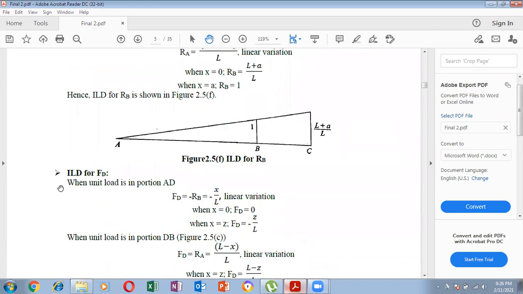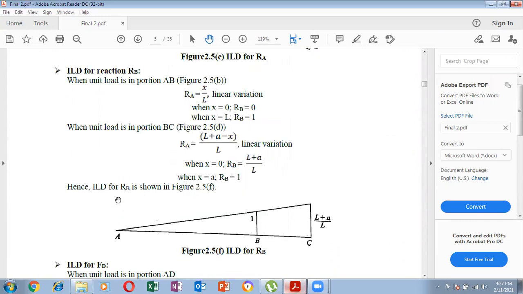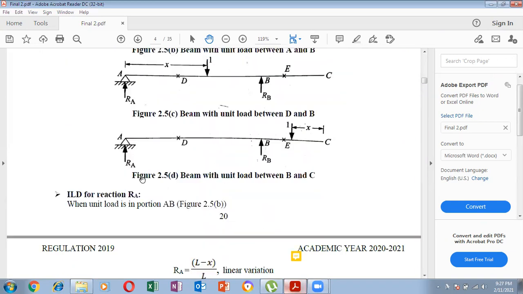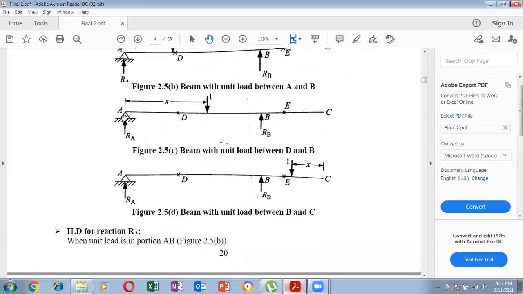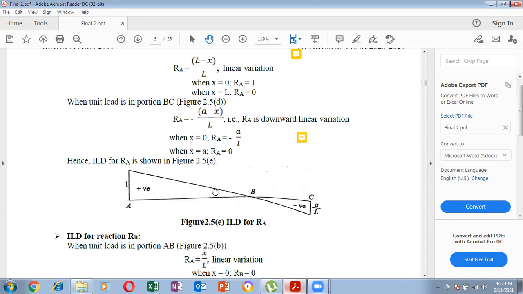So, ILD for shear force about D. Here we consider three loading positions. Position number 1: the unit load is within AD. Position number 2: the unit load is within D and B. Position number 3: the load is in the overhanging portion.